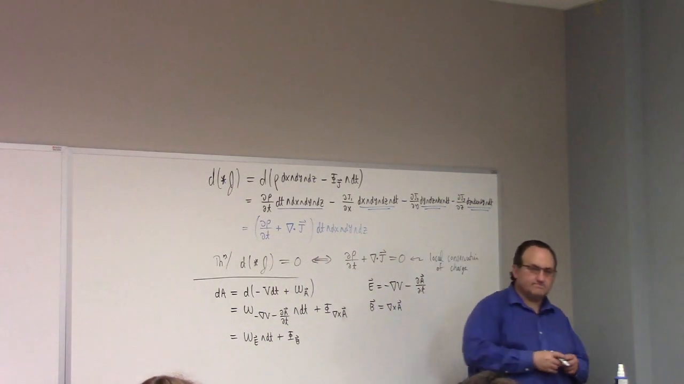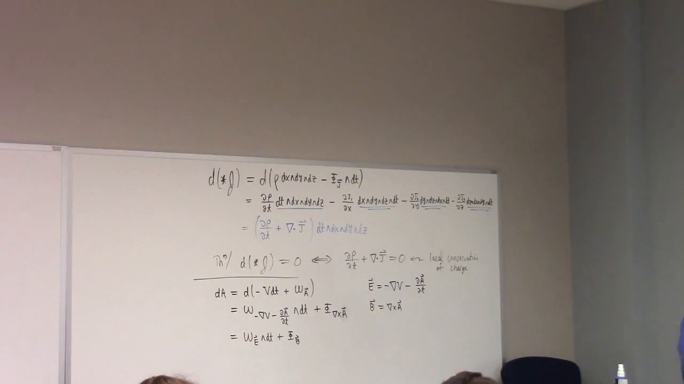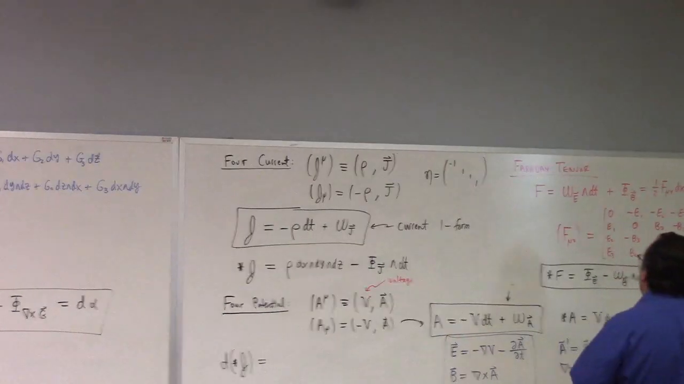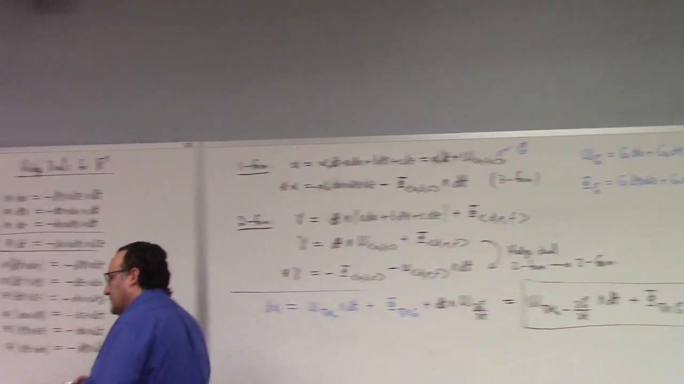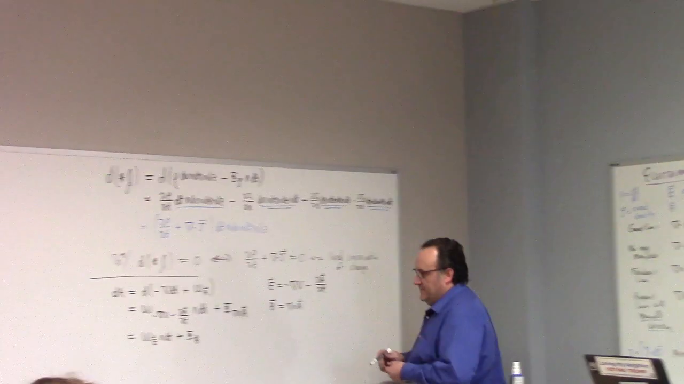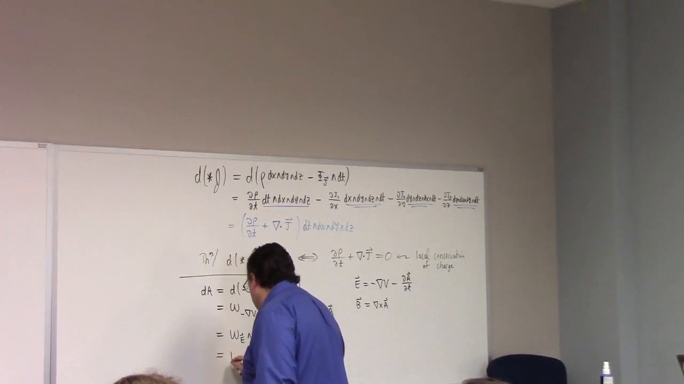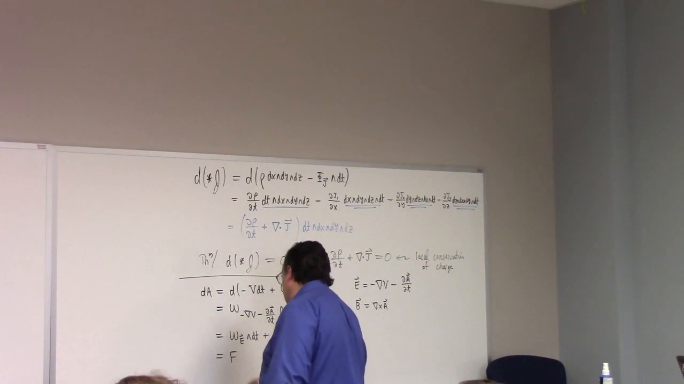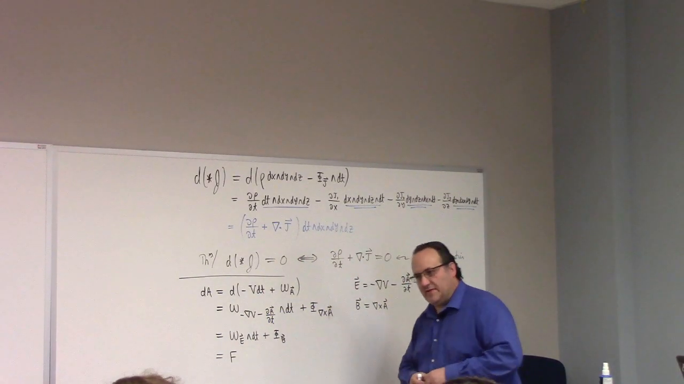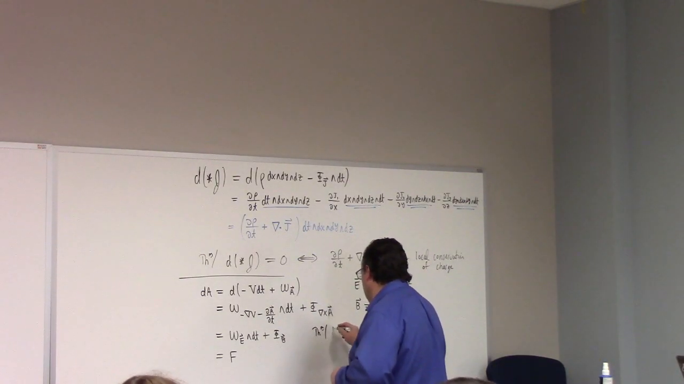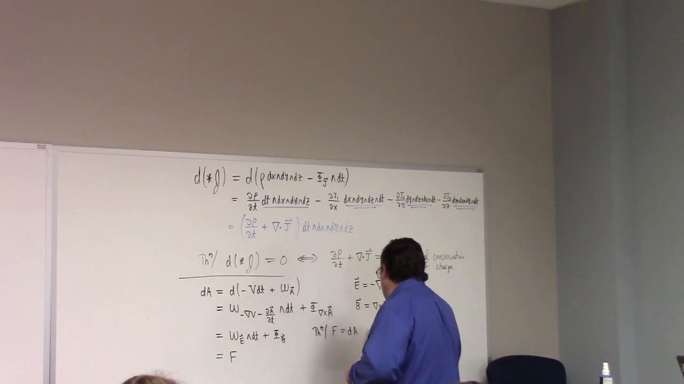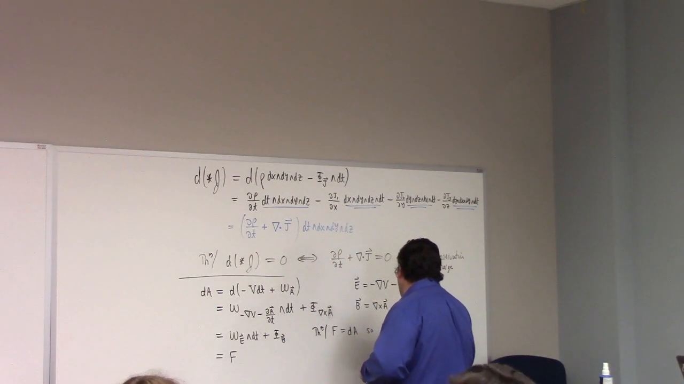But what's the Faraday tensor? What was the Faraday tensor? Over here, it is the work form of the electric field, wedge dt, plus the flux form of the magnetic field. Hey, that's the Faraday tensor. Aha! This is equal to the Faraday tensor, right? So what does this mean in terms of the mathematics we've covered this semester? Theorem: F equals dA, so F is exact.